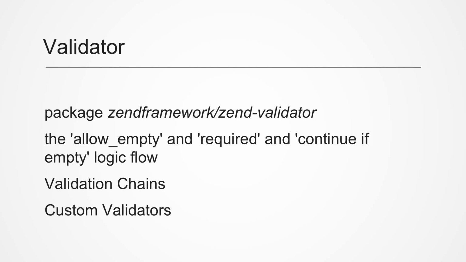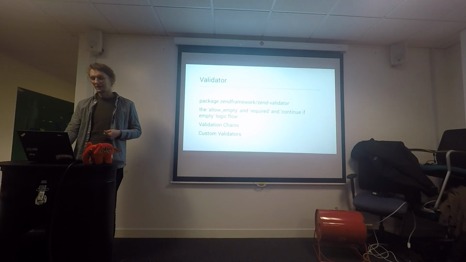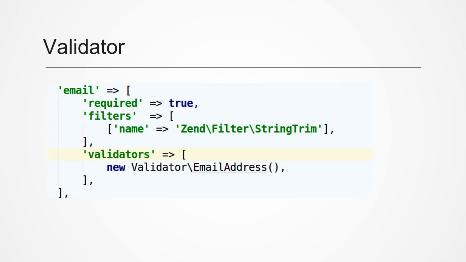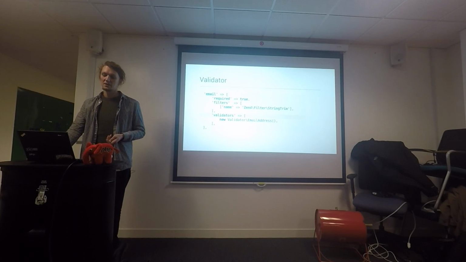So I mentioned it's possible to change the validators and set the priorities as well. That's a separate package, Zend Validator. This is an example of how the specification for a validator looks like. Again, it may be passed as an array, programmatically, or through annotation.